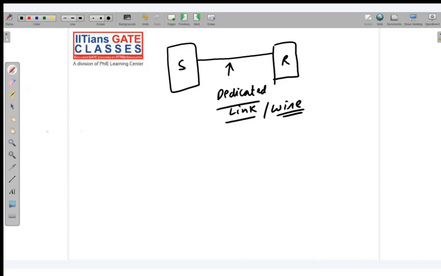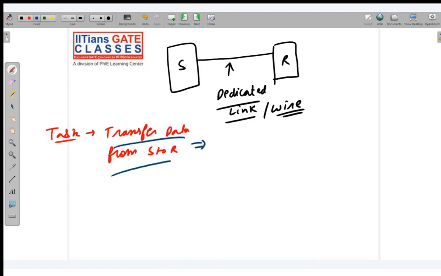So the actual task is to transfer data from sender to receiver. But this task is divided into multiple subtasks. I can simply say transfer data, but how will it be transferred? There are multiple subtasks. This is the big task, our basic aim, to transfer the data from sender to receiver, but now we will have multiple subtasks. So what are the subtasks?